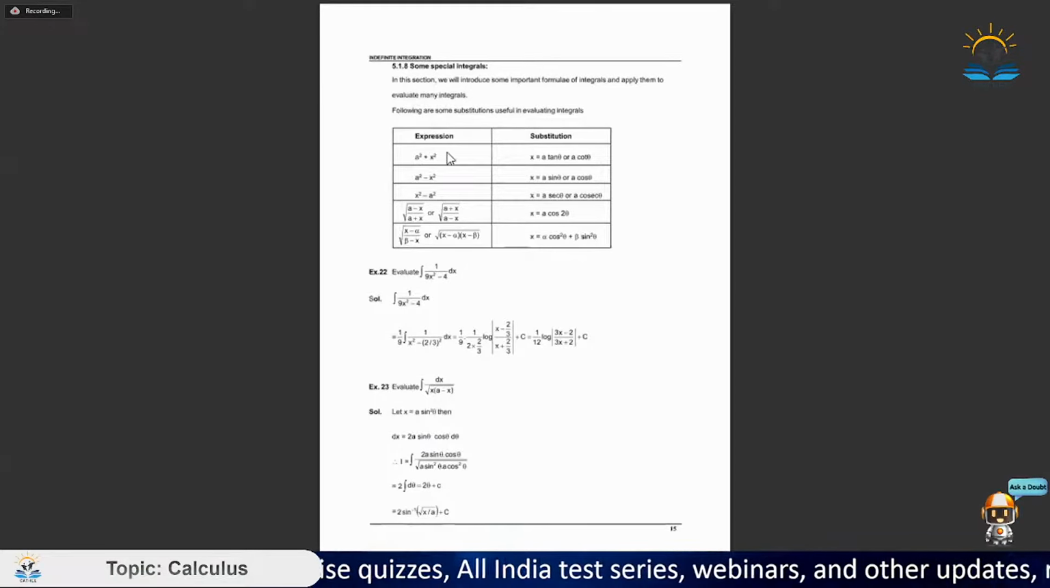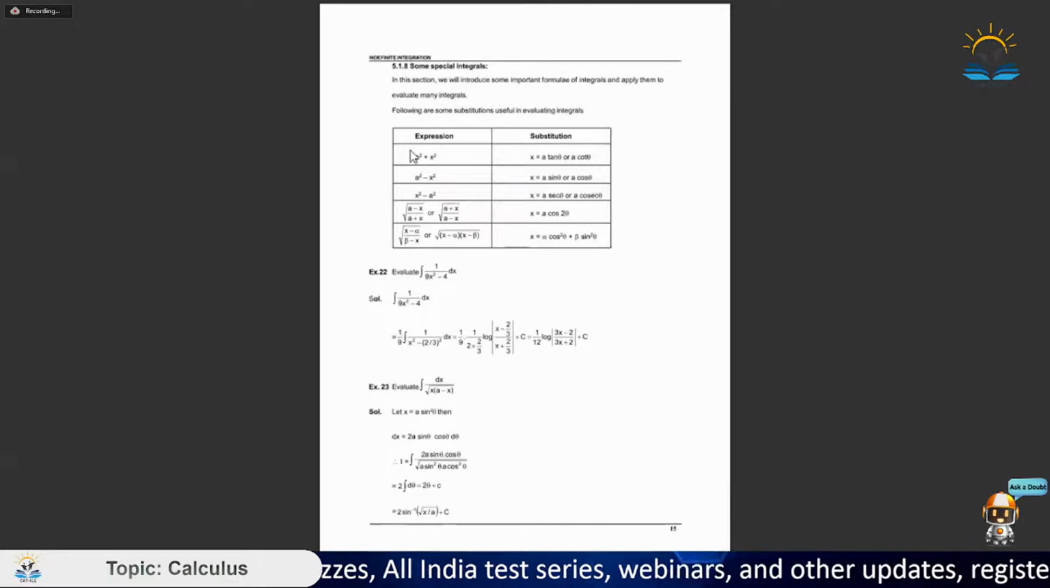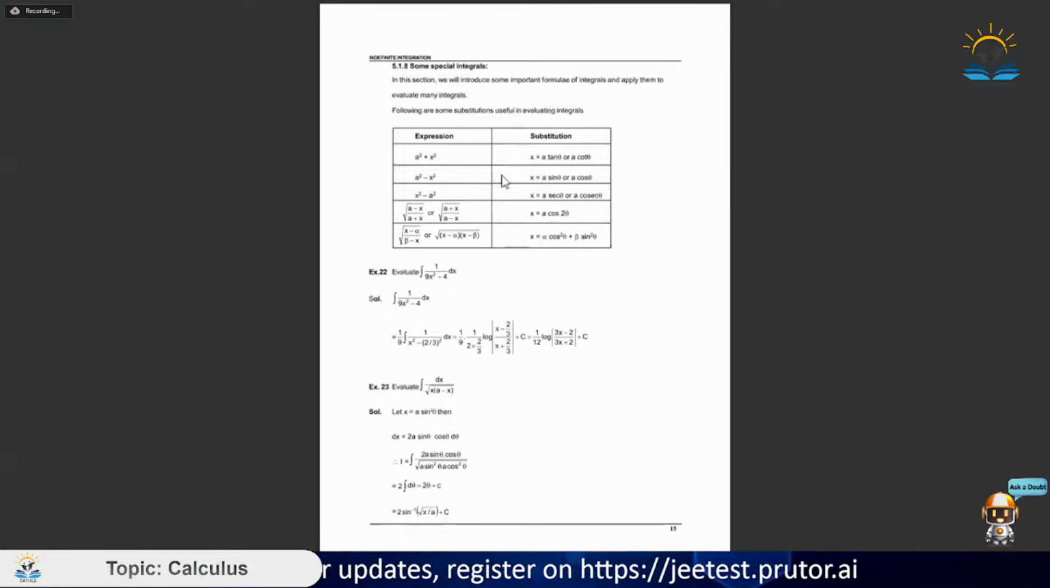So whenever you see an expression like a square plus x square, what you have to do is replace x with a tan theta. Whenever you see a square minus x square, I told you in the start of the lecture, then you can derive all those integrations that you have learned by using these substitutions. But actually you do not need to when you can learn these.